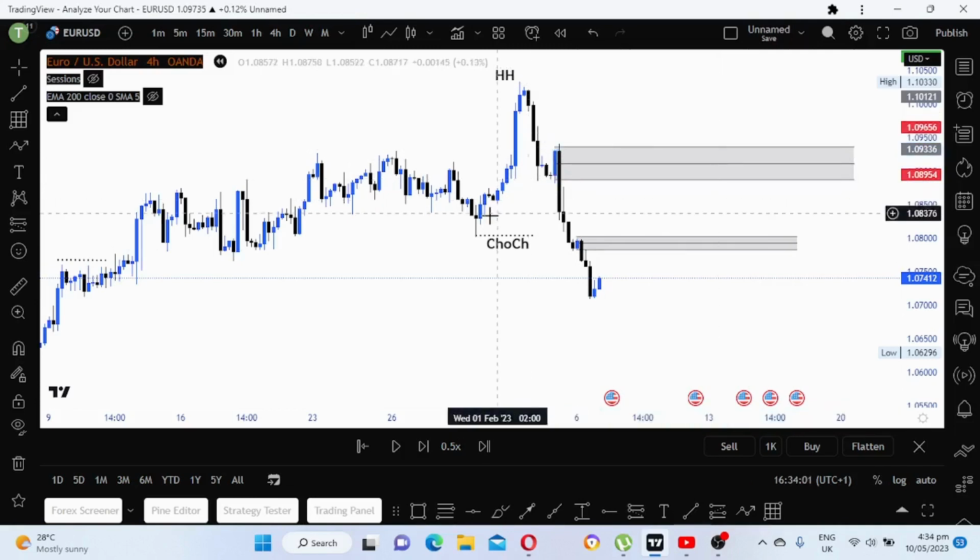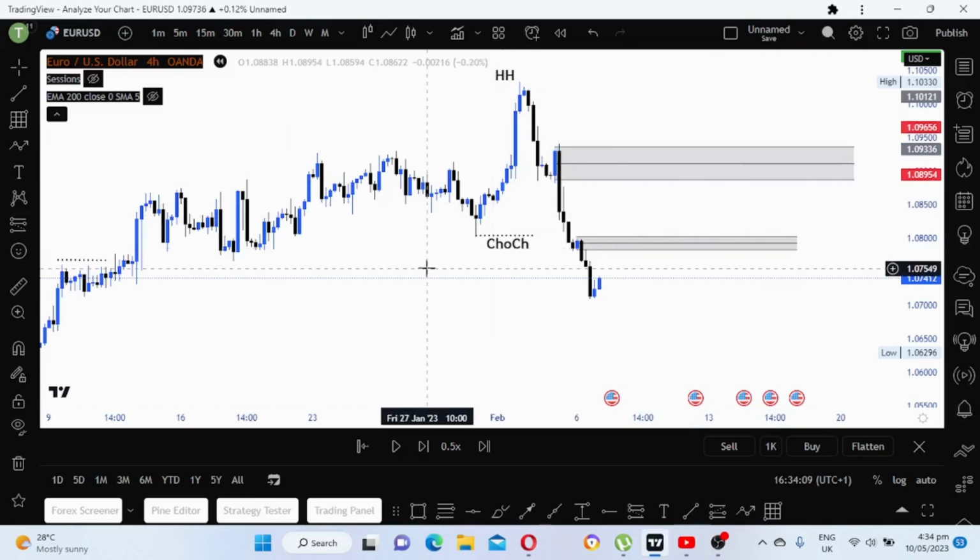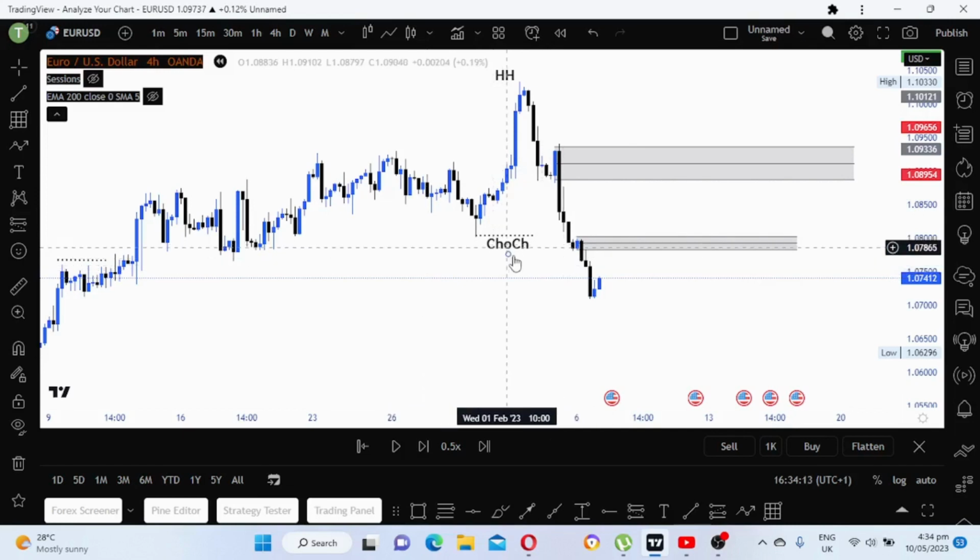Now, as for me, I'm just waiting for price to come back to those two zones and see what is happening there. Because the market has already shown me that it has shifted after this change of character here. So now what I have to do is just watch price. What is price going to do?